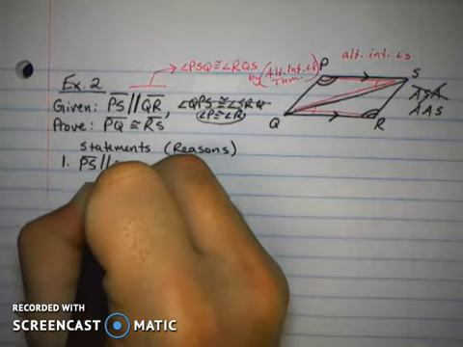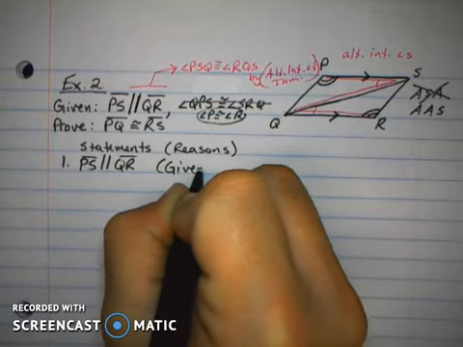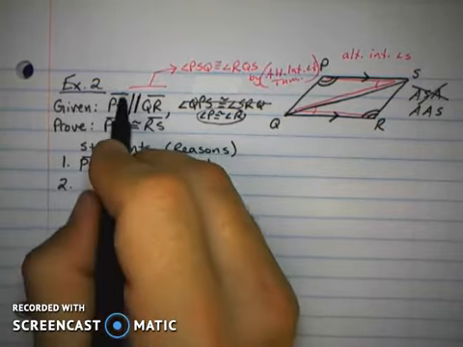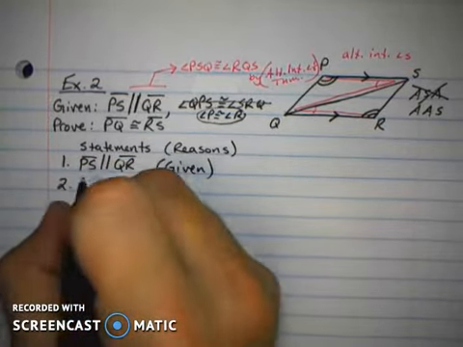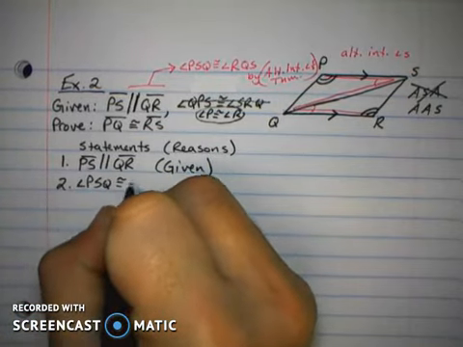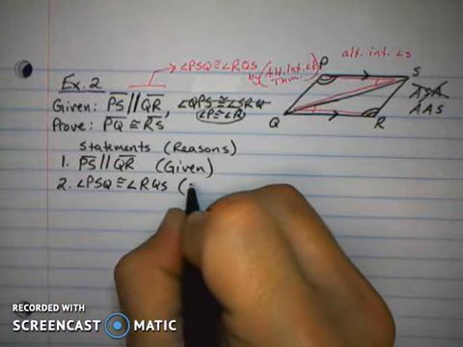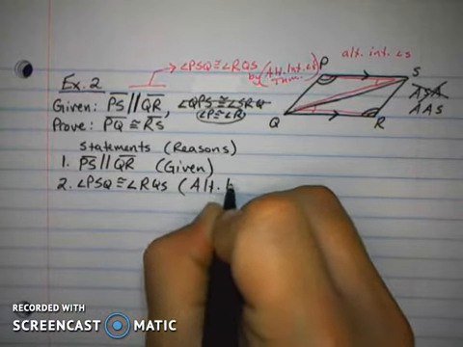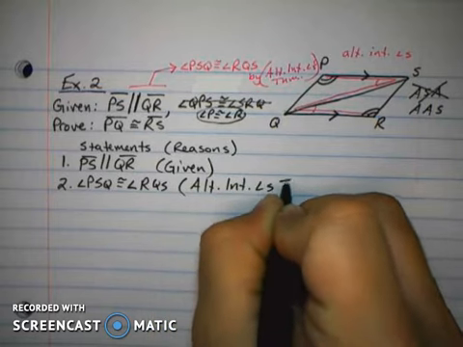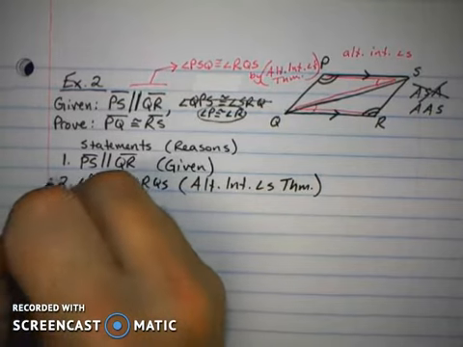Segment PS is parallel to segment QR, which is given. But remember, that leads us to another statement, that angle PSQ is congruent to angle RQS because of the alternate interior angles theorem. So there's a pair of congruent angles.